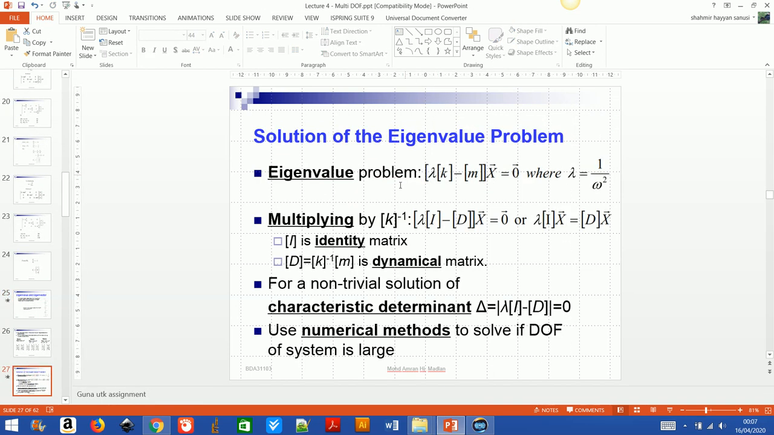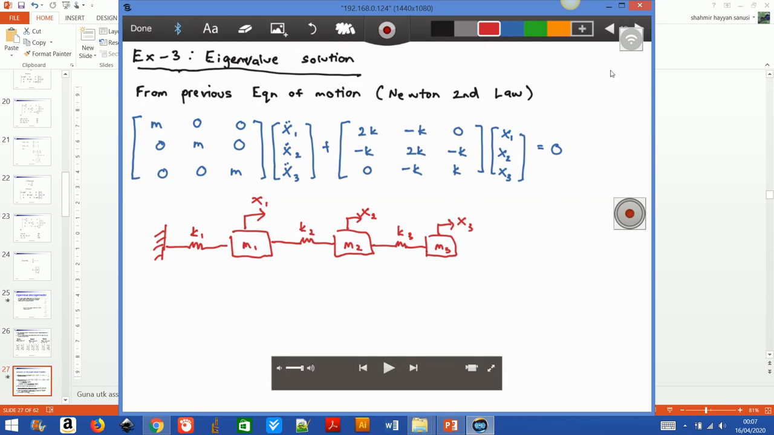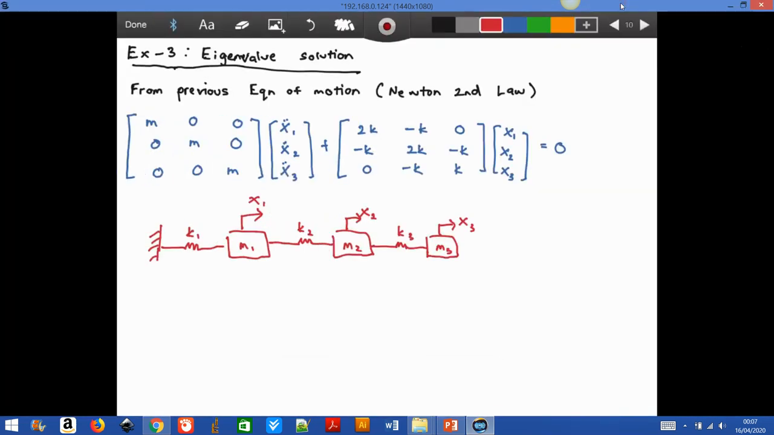For eigenvalue problems, you can refer to your notes on page 37. Let's straight away focus on how to solve it using the eigenvalue approach. Let's consider the previous example that we did using the Newton's second law approach. In order to use this approach, first you need to have the equation of motion. So this is the equation of motion from the previous example using Newton's second law.